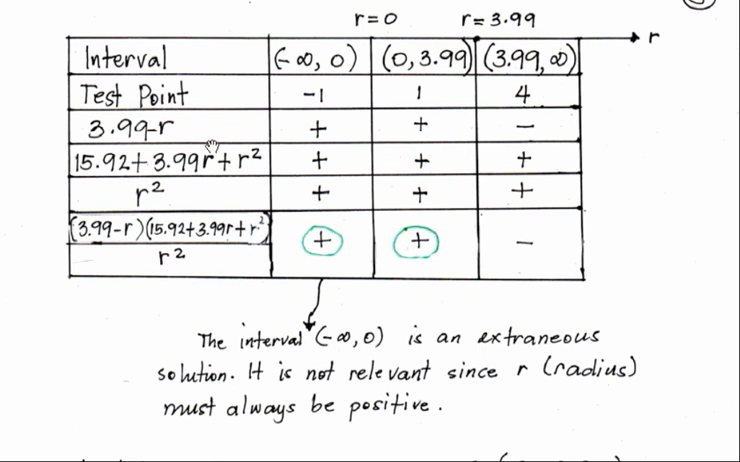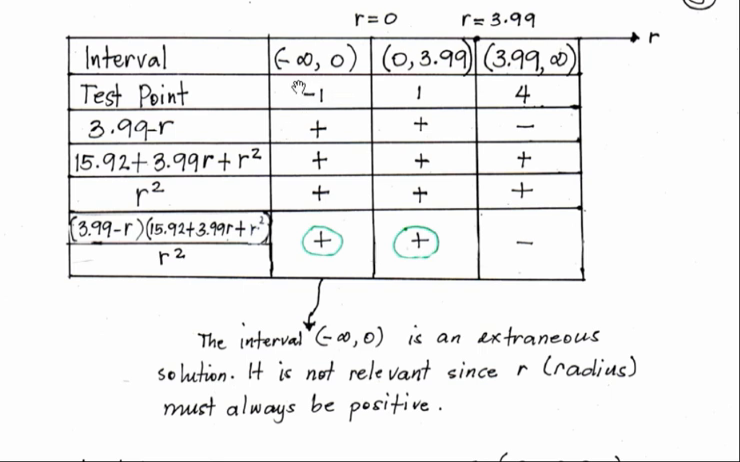Okay, then here are the expressions in the numerator of our rational inequality. So the first one is 3.99 minus r. Then the second one is the other factor, 15.92 plus 3.99r plus r squared. And the third is the denominator r squared. Now the purpose is just to plug in the signs. Now let's do this like this one.